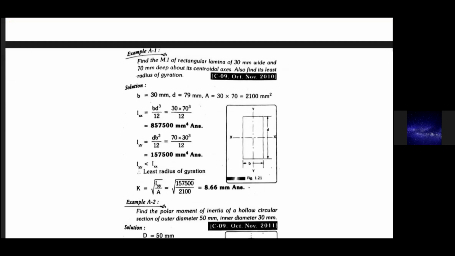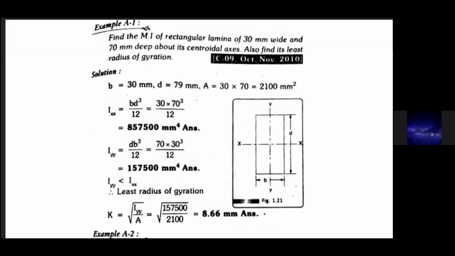Find the moment of inertia of a rectangular lamina of 30 mm wide and 70 mm deep about its centroidal axis. Also find its least radius of gyration. So first you have to write the given dimensions. The type of lamina is rectangle, its width B equals 30 mm and depth D equals 70 mm.